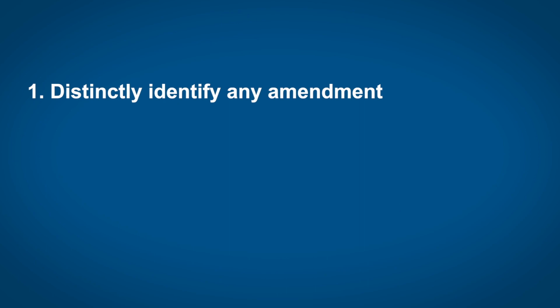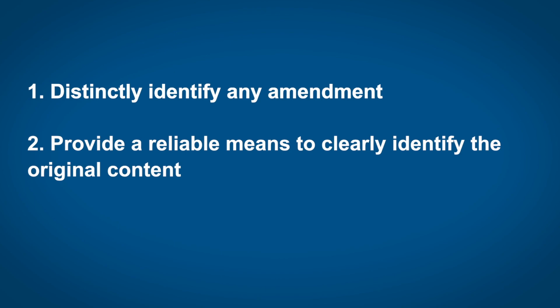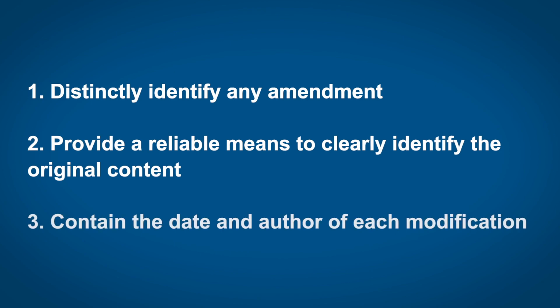Records sourced from electronic systems containing amendments must distinctly identify any amendment, correction, or delayed entry and provide a reliable means to clearly identify the original content, the modified content, and the date and authorship of each modification of the record.